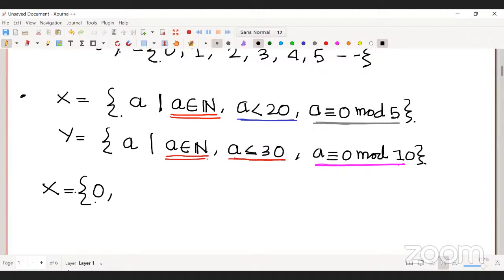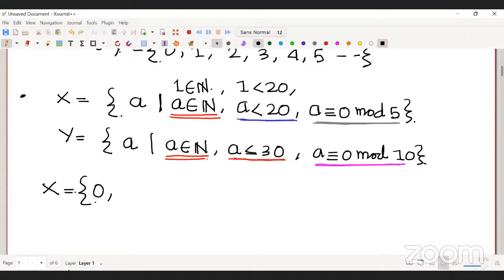Then the next thing we should check is 1. 1 is certainly a natural number, so the first condition holds. The second condition is A has to be less than 20, and 1 is clearly less than 20, so the second condition holds. But the third condition doesn't hold. The third condition says that A has to be congruent to 0 mod 5, but 1 is not congruent to 0 mod 5. So 1 cannot be an element of X. Similarly, you can check that 2, 3, and 4 are also not members of X.